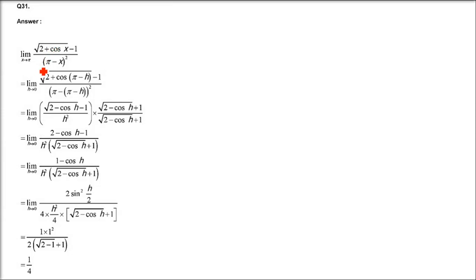Question number 31. This is limit x tends to pi, (root 2 plus cos x minus 1) by (pi minus x) whole square. So x is tending to pi here. So now what you can do is just replace x as pi minus h. Take the left hand limit.